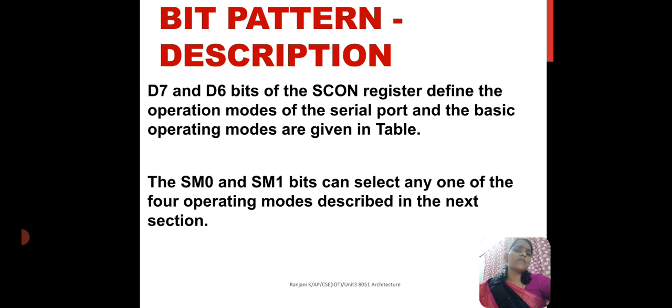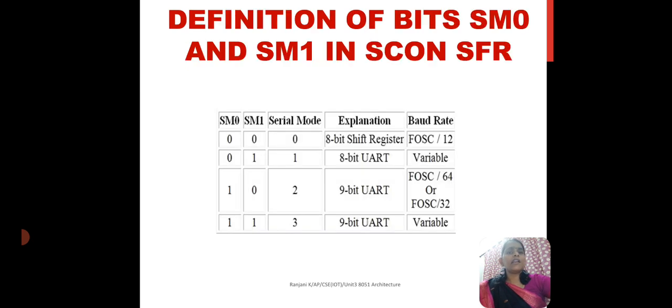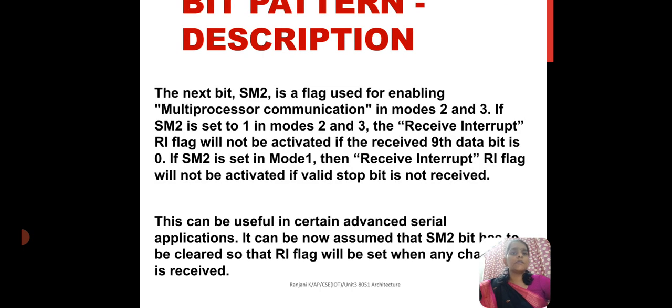The D7 and D6 bits of the SCON register define the operating modes of the serial port, whereas the SM0 and SM1 bits can select any one of the 4 operating modes. Next, this is the definition of the bits SM0 and SM1 in the SCON SFR. Next, the bit pattern description.